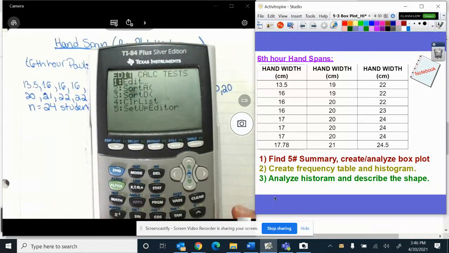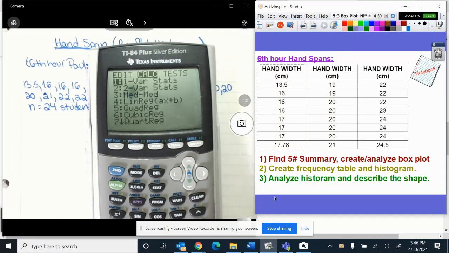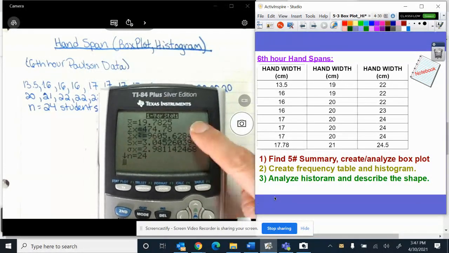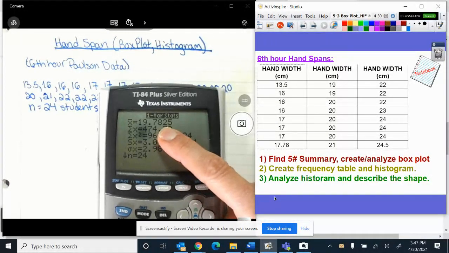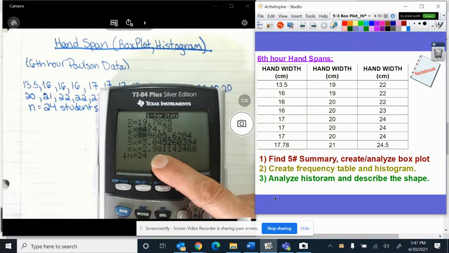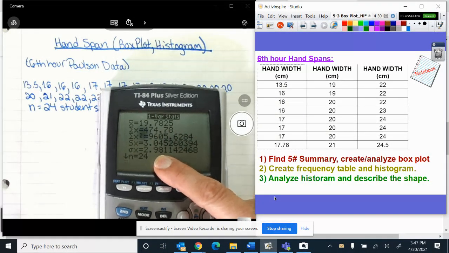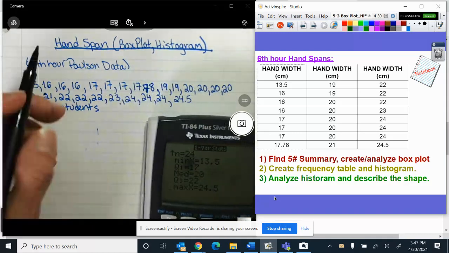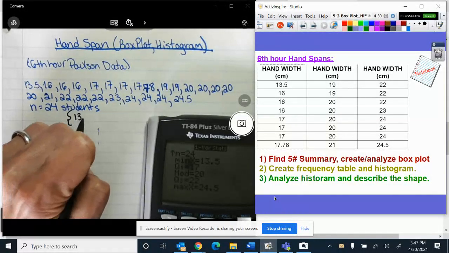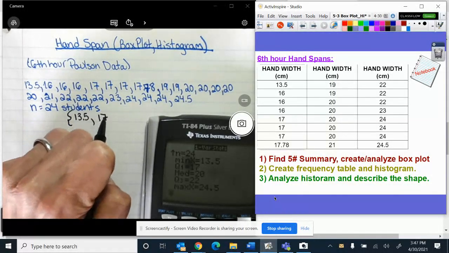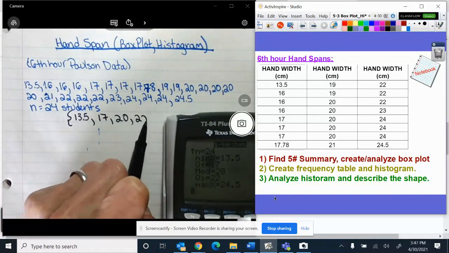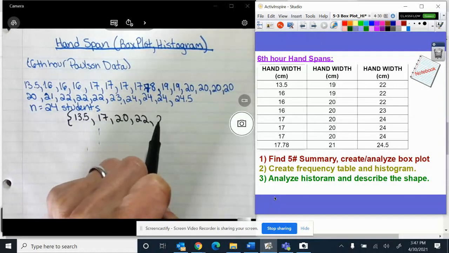again, stat, but arrow to the right to calc, enter 4 times. 1, 2, 3, 4. And what we have is the mean, which is about 19.8, and then the standard deviation, which is 2.98, but the 5-number summary is 13.5, 17, 20, 22, and then the max, which is 24.5.